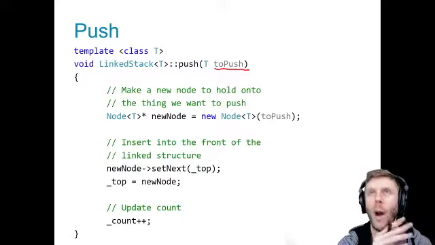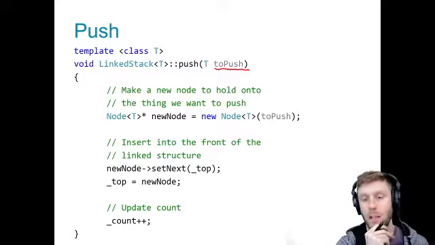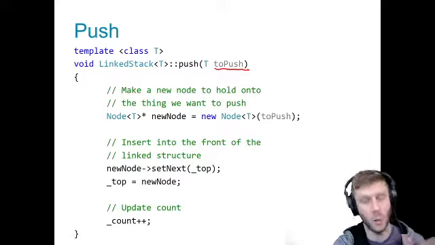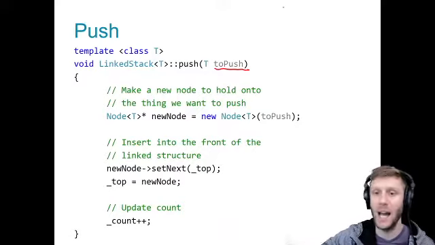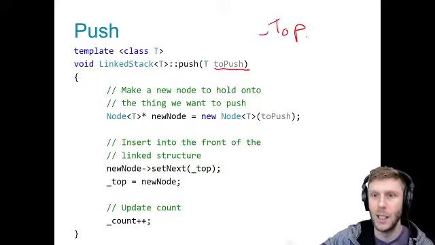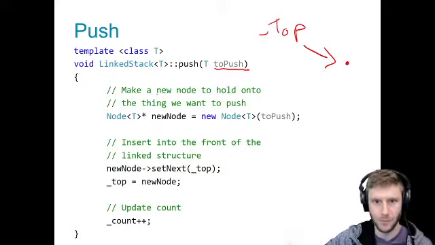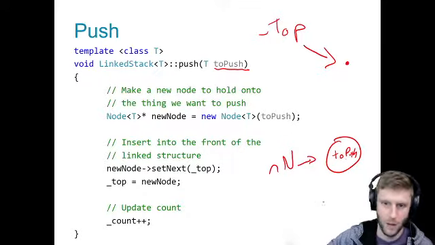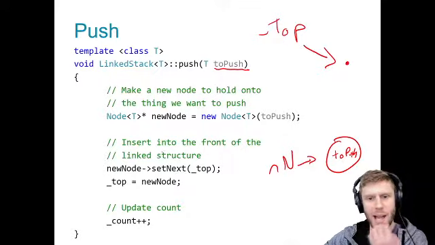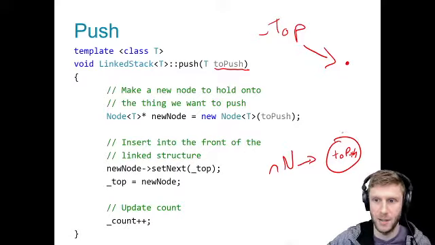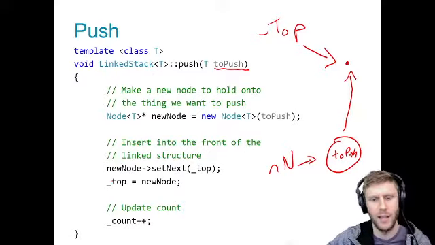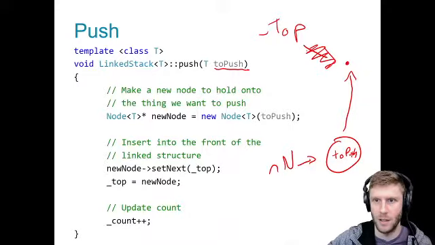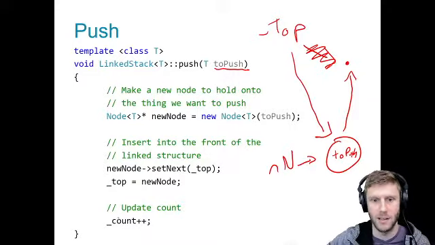Right? So do I need to handle that edge case in a special way? And with this push, we're actually lucky. We don't need to. Because if we have top, which is pointing to null, let's see what happens. We create a new node, which is a pointer to a new node that contains the value to push, whatever that is. Then we say new node, your next is the old top. Well, what is the old top? Well, it's null. And then top, you now point to what new node is. All right, perfect. Great, increase count.